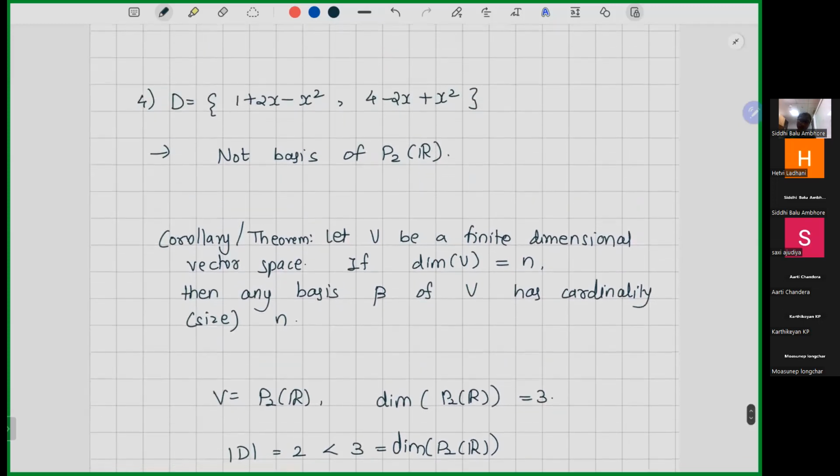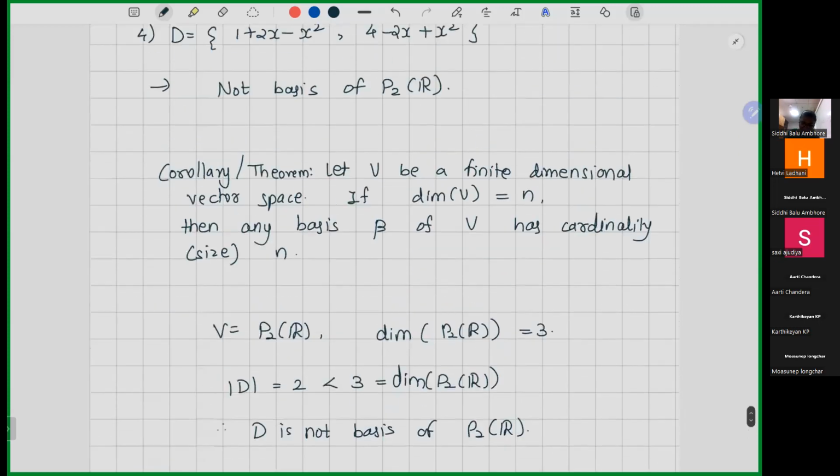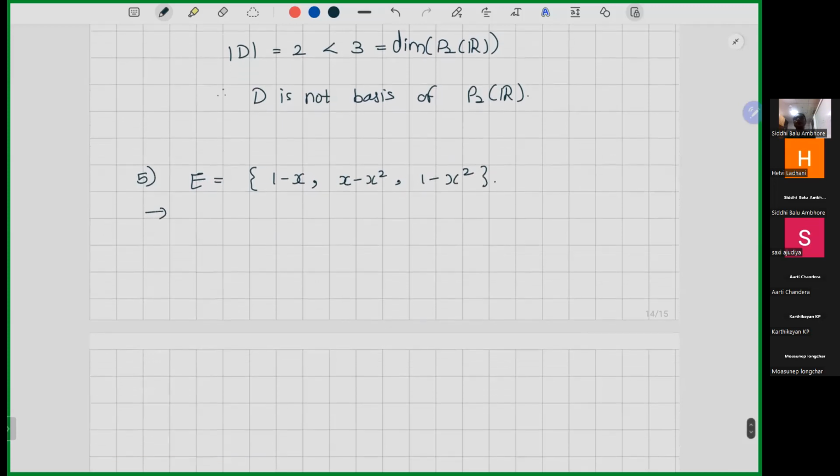Now, let us check this set, the fifth one. Let us take E to be this set: 1 minus x, x minus x square, 1 minus x square. What about this set? Is this a basis or not? What is your guess?